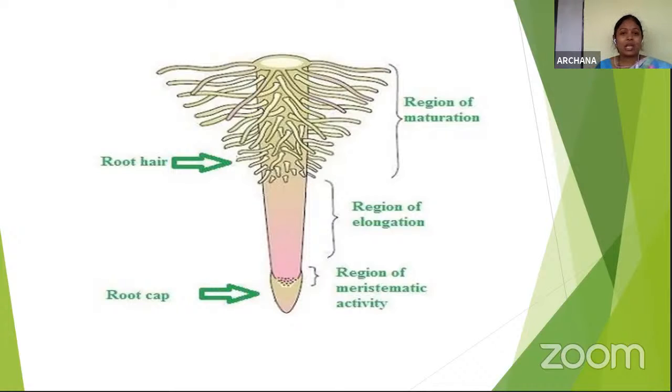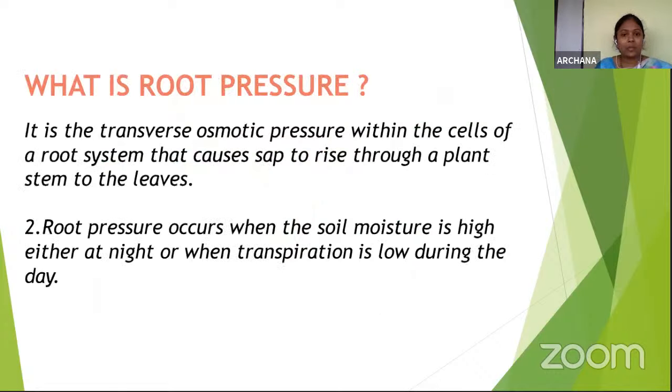osmosis. The water that entered into the root passes through the xylem to the stem, leaves, and to all the other parts of the plant. Now, what is root pressure? It is the transverse osmotic pressure within the cells of a root system that causes sap to rise through a plant stem to the leaves.